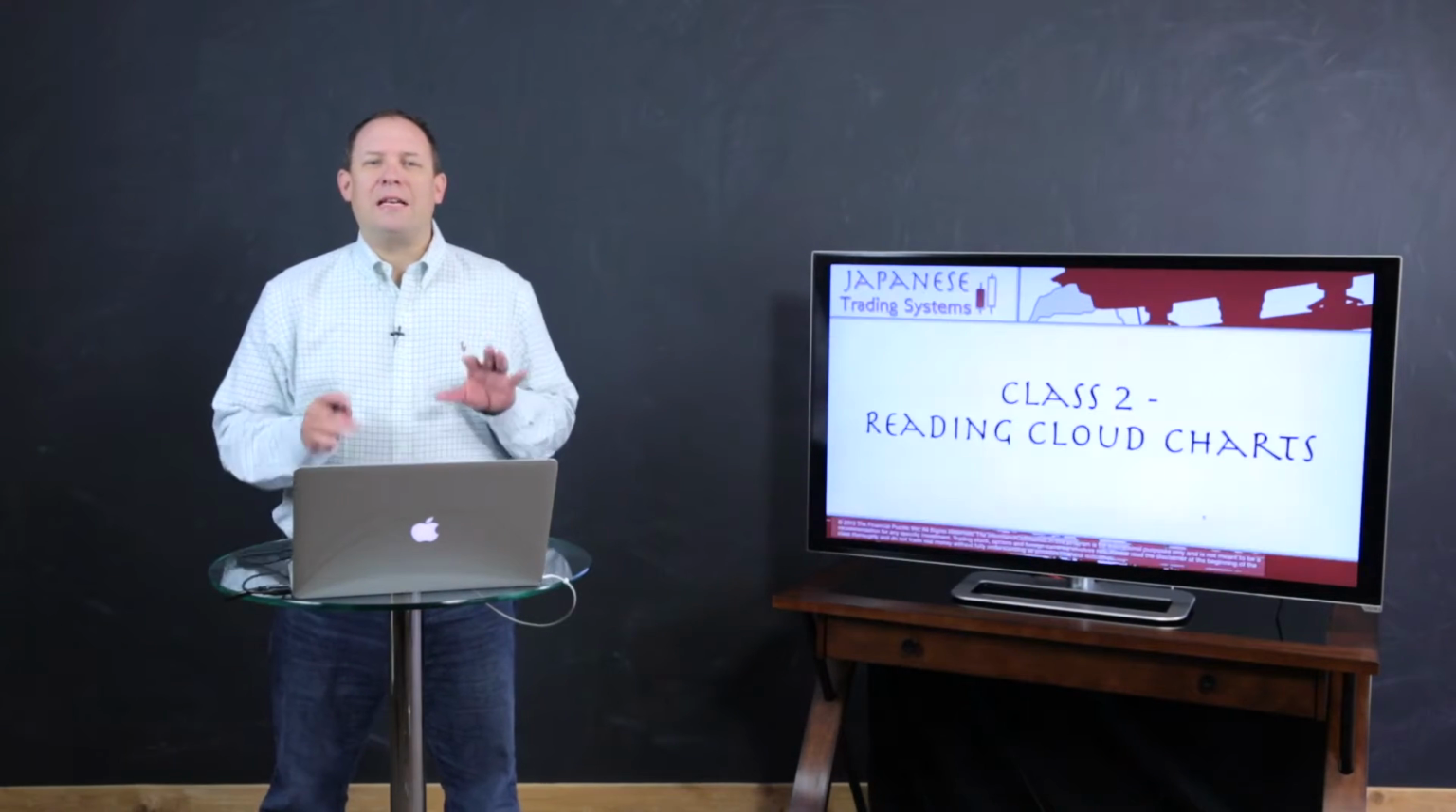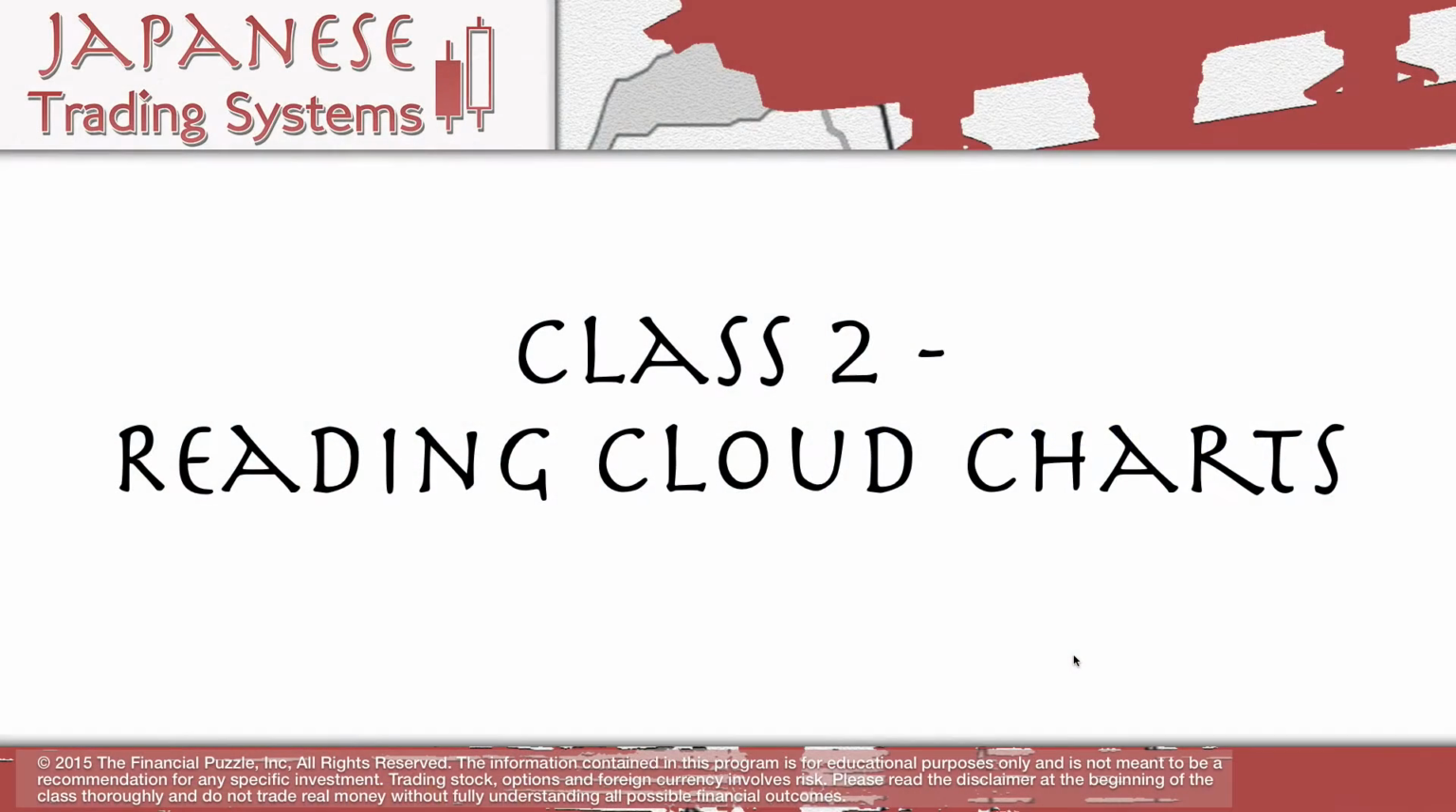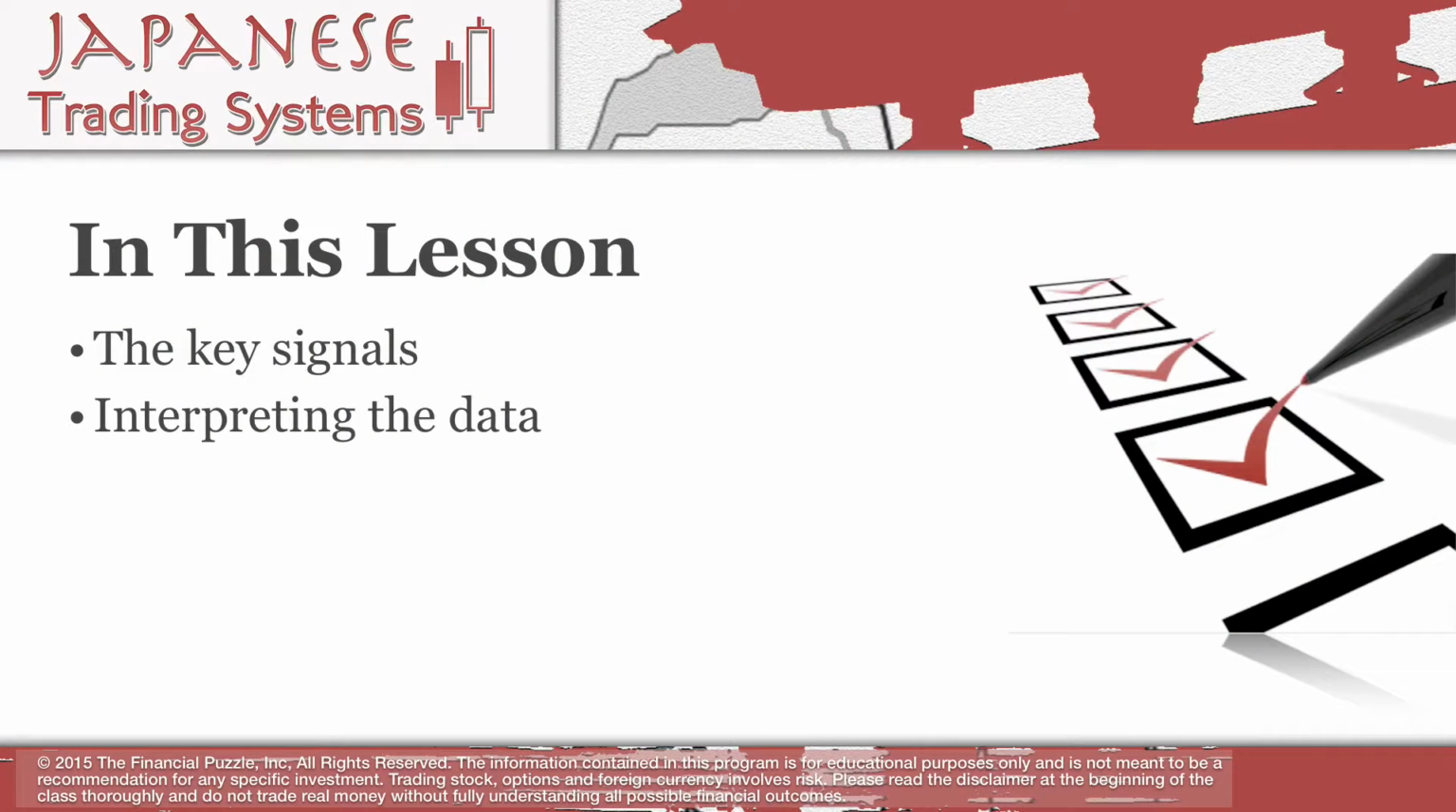In this second class, we're going to get into how we actually start interpreting those individual components of the Ichimoku cloud system. So here's our agenda for this lesson. We're going to look at the key signals, each of those components: the historical component, the future component, and of course the current component. They all give different signals. We're going to start to break down each of those signals, get a framework for that, and then we'll talk about interpreting the data.